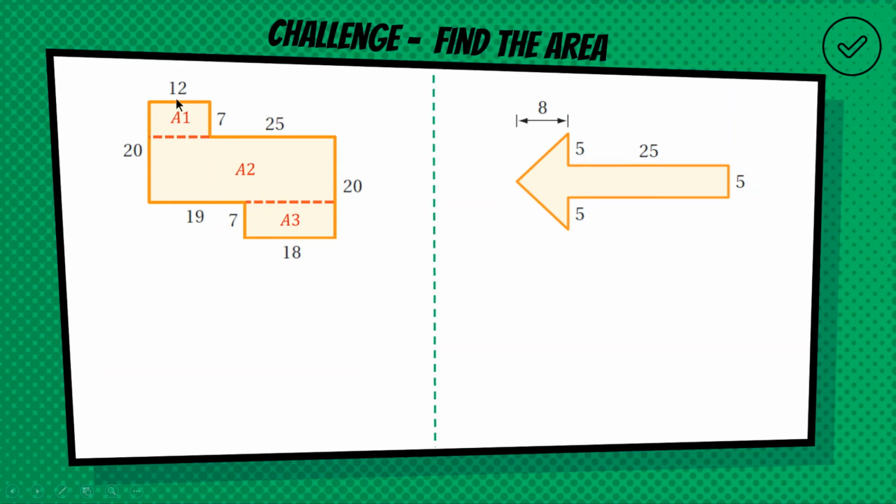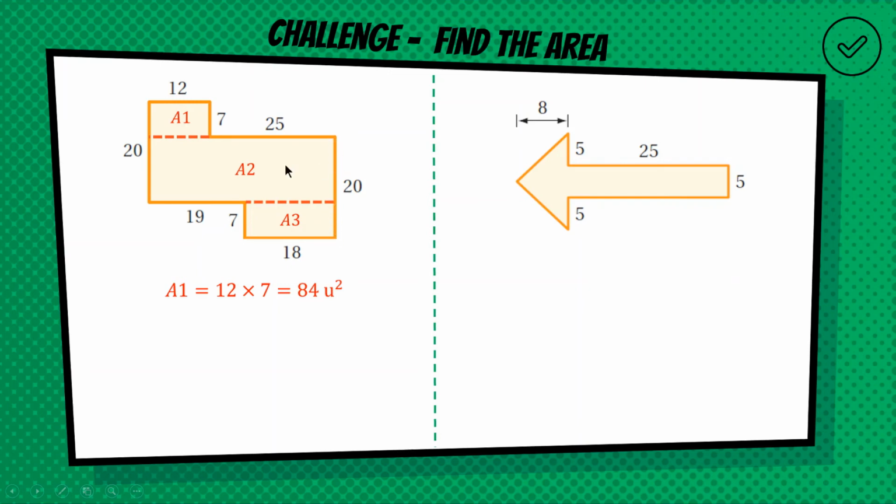So area 1, this rectangle up here, all that needs to be done is just multiply 12 by 7. So that's a piece of cake. Area 2 is a little tricky because we've got some weird edges. We've got to figure out the length and the width of this rectangle. Okay, so think if this length here is marked as 20 and this bit on the end here is 7, then logically this bit here must be 13, yeah? Because this is 20, take away the 7 down here.